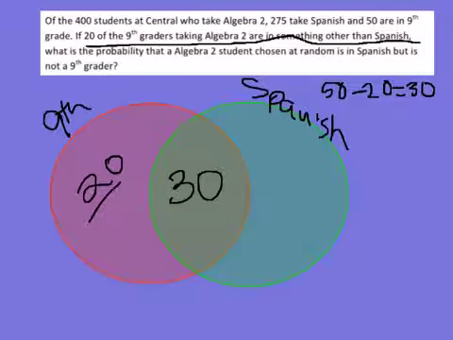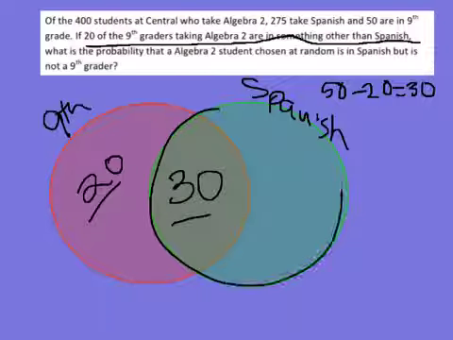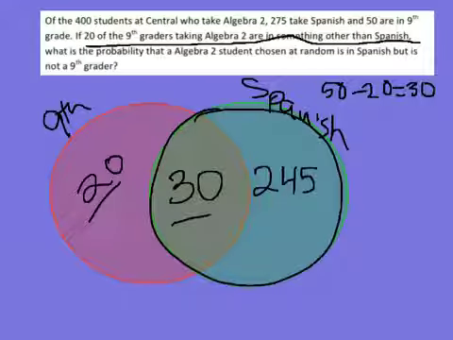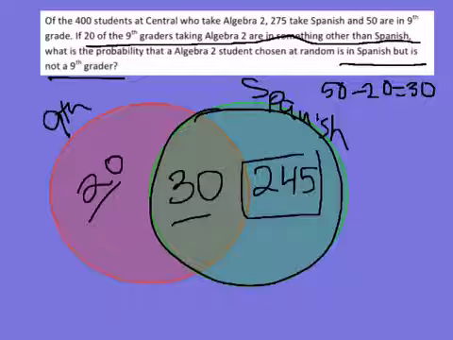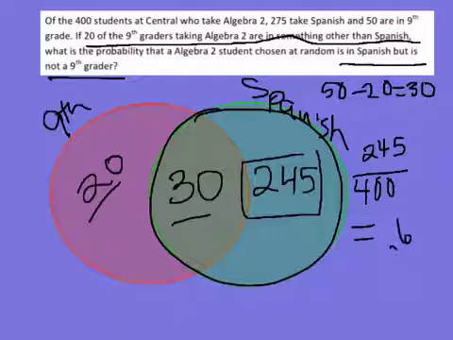So we have 20 here, 30 here, and then we know that together these two have to add up to 275. So there are a total of 245 people who are taking Spanish who are not ninth graders. So finally it says, what's the probability that an Algebra 2 student chosen at random is in Spanish but is not a ninth grader? Oh, and that's what that number is right there, 245. So 245 out of the total 400. And what do we get? 0.6125.